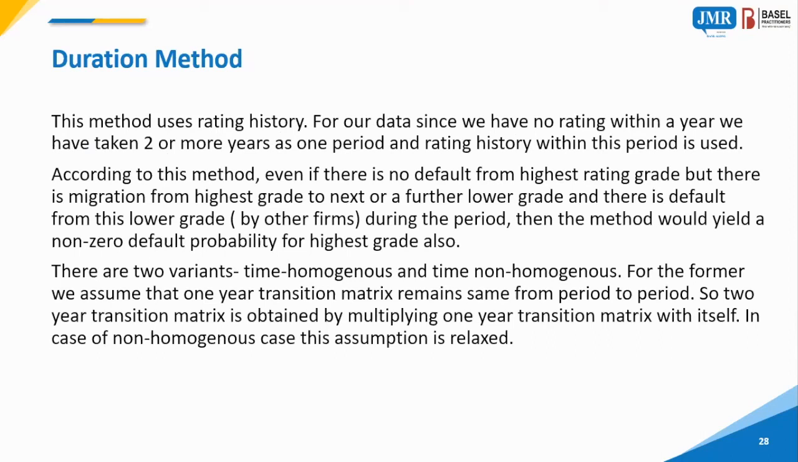Now there are two methods. One is cohort. Cohort is the simple one. How many people are there? How many have died, that is, defaulted? That is your rate of mortality. The other is the duration method. The duration method is a little different because BCBS is asking for the probability of default in the next 12 months.